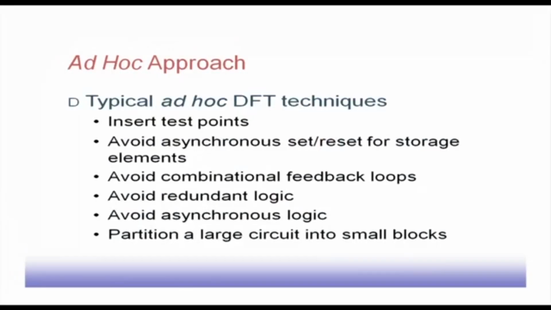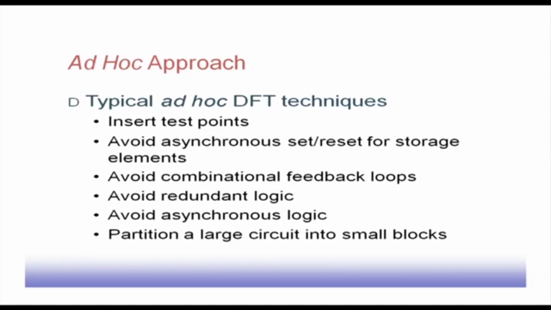Then combinational feedback loops. If they are there, they make the circuit circular, and it becomes a sequential circuit. Sequential test pattern generation is difficult, so it is better to break those loops. As a technique, we may incorporate some extra component into the circuit so that these feedback loops are broken. Redundant logic we like to avoid, because that will help us in generating test patterns.